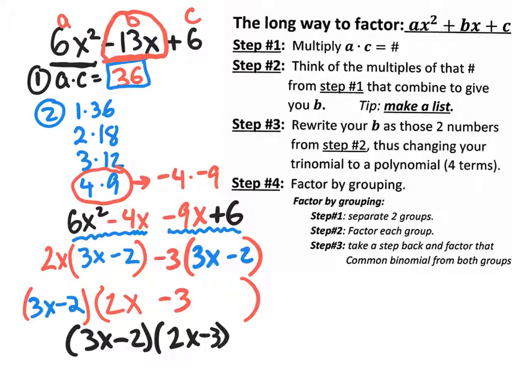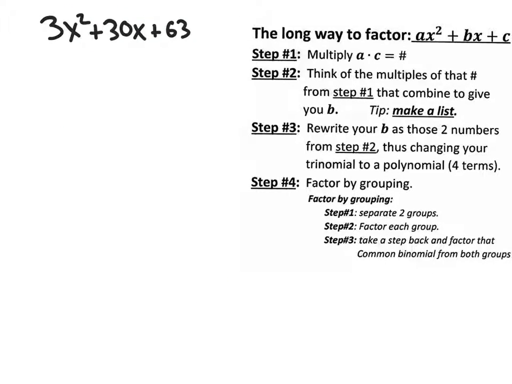Let's try another one. This one, check it out, it's a little different. It says 3x squared plus 30x plus 63. So what should we always try to do first? Always try to do first.